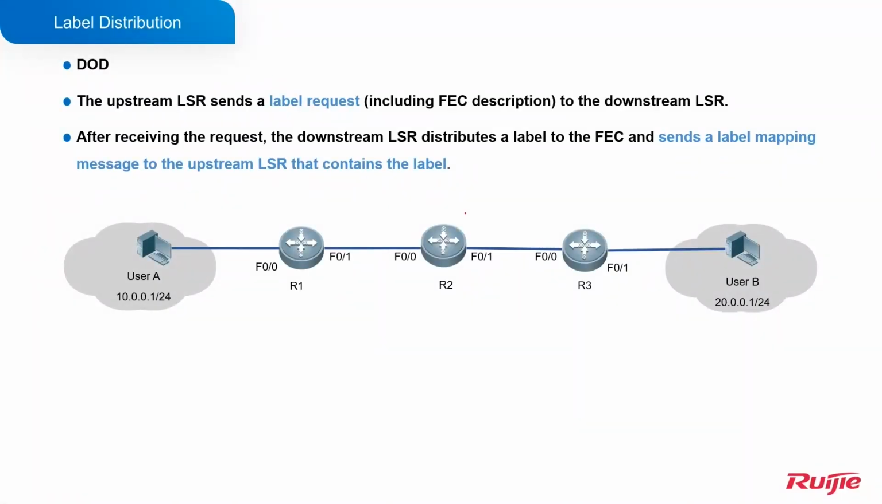Now let's see the detail about the label distribution and management. First is how to distribute the local label. For example, we have two modes. One is DOD, another one is DU. DOD is downstream on demand, right?